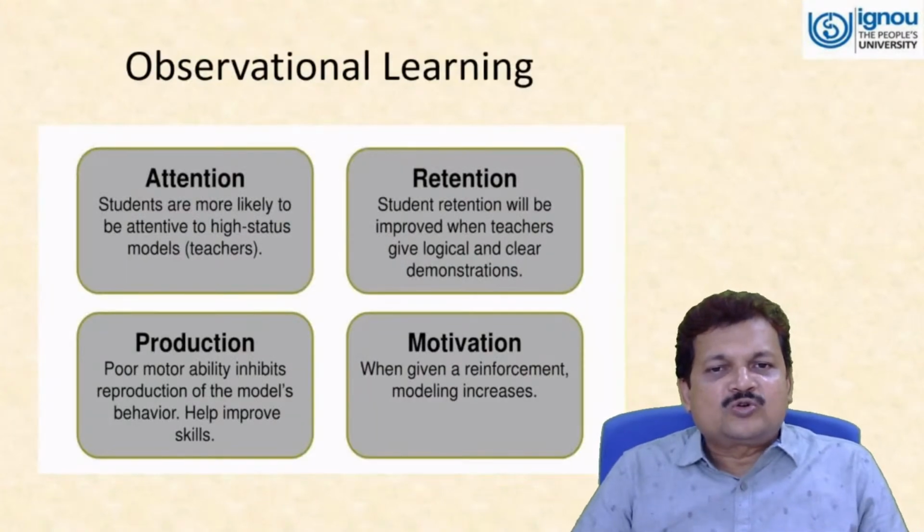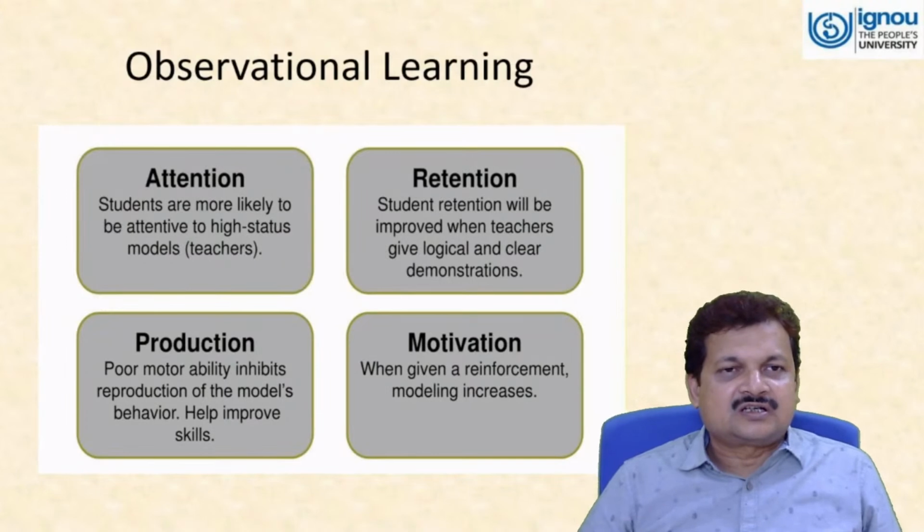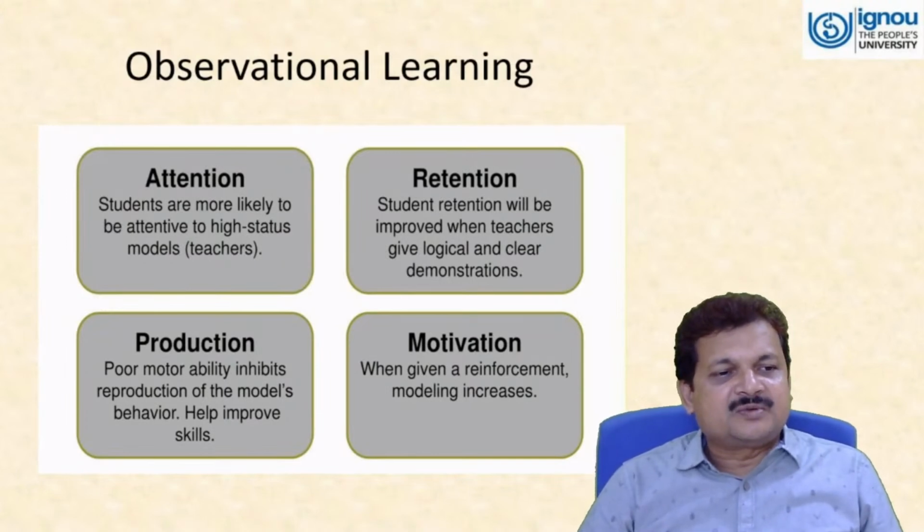In observational learning, there are four things. First we need to understand them very well: attention, production, retention and motivation. First comes attention. We studied it very well: capturing attention means that when we are observing, it is not just that we are observing. Observation takes place when the source is very strong.